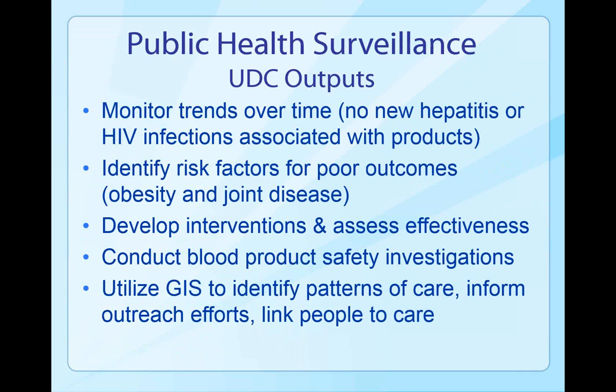So I want to sum up a little bit the public health surveillance outputs from this program to help monitor trends over time in terms of the hepatitis and HIV infections that I mentioned, identifying risk factors for poor outcomes, the obesity and joint disease example that I gave, developing interventions and assessing the effectiveness, to conduct blood product safety investigations. And we were also able to utilize GIS, that's Geographic Information Systems, to identify patterns of care, inform outreach efforts, and link people to care.